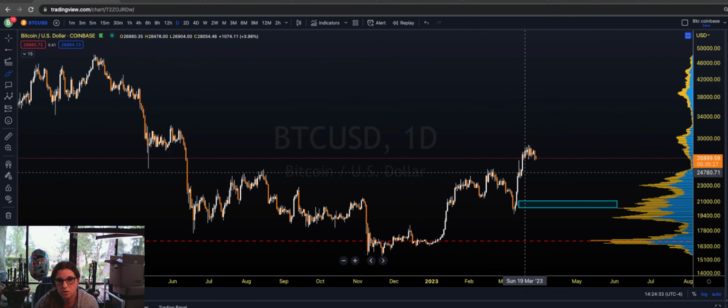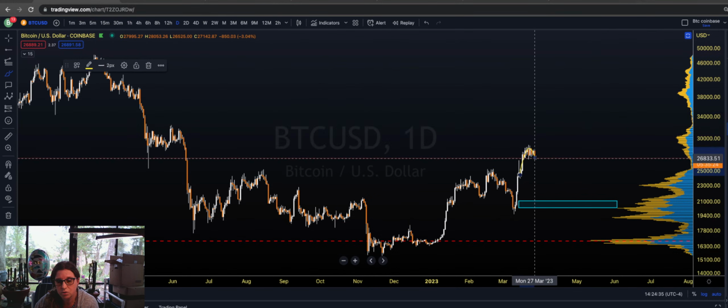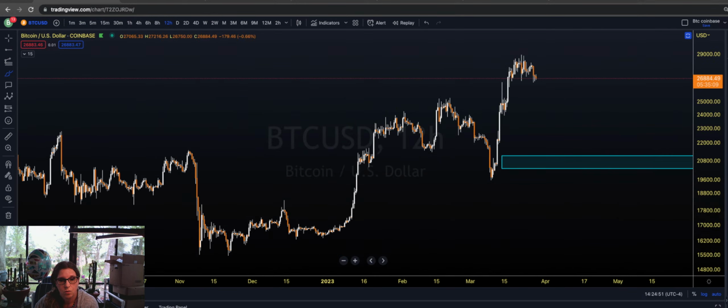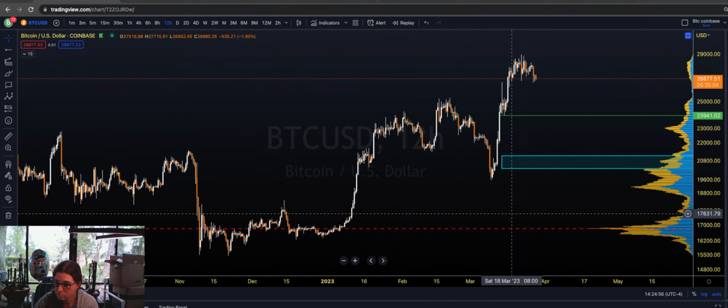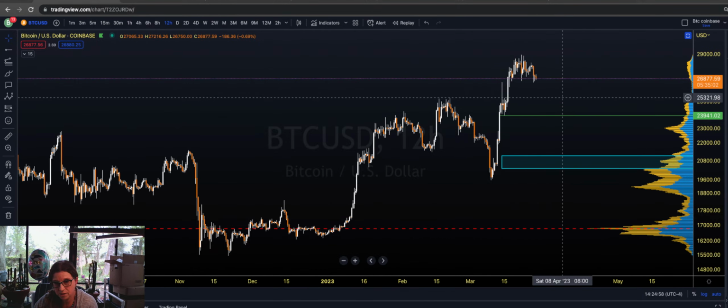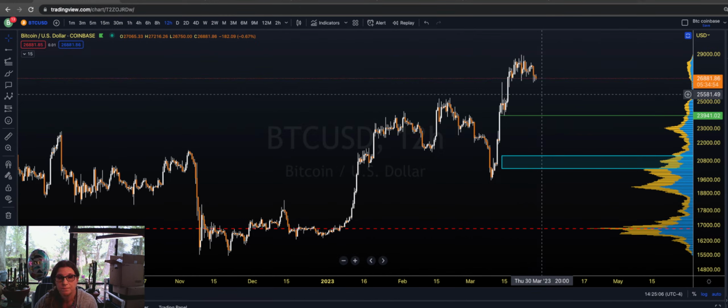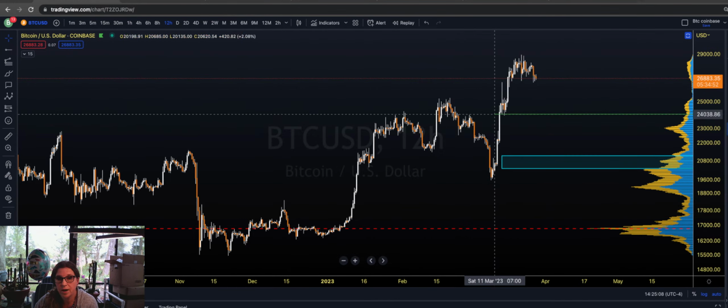Because if this is 1 and 2 and this is 1 and 2, this is the 1 and 2 inside of the third wave that belongs inside of this 1 and 2. It shouldn't be bigger. Now, it's not completely invalid until we break this low right here. We'll keep it on the table. But the longer it gets, the less likely it is. It's already very probably not the case. But it's not invalid till we break this low.